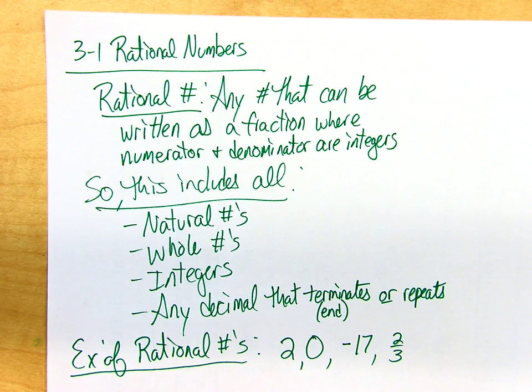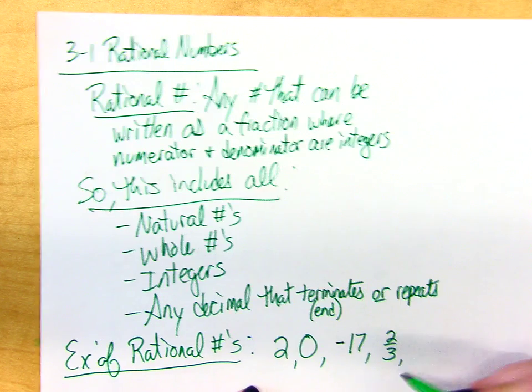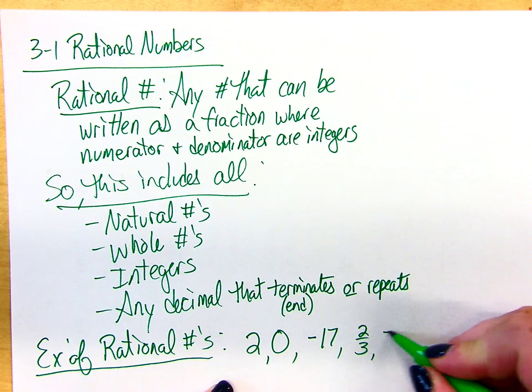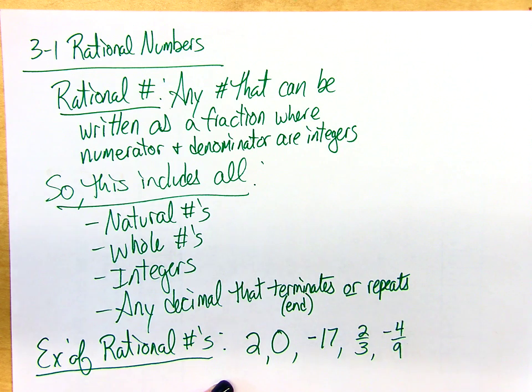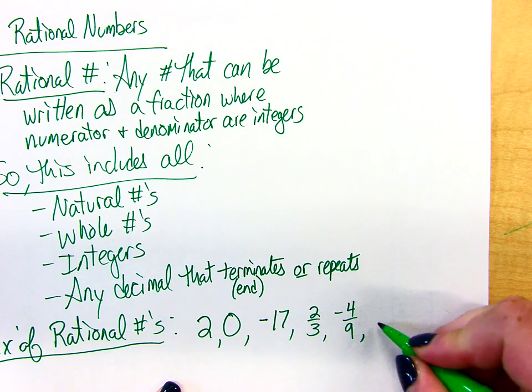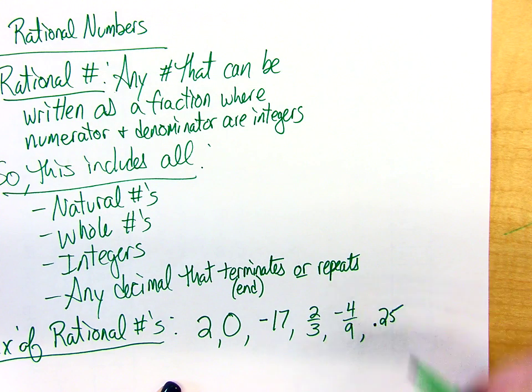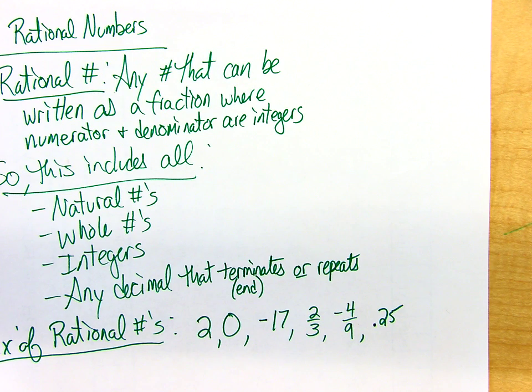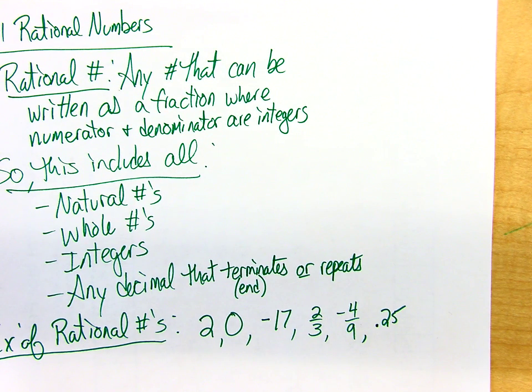Almost everything is a rational number, unless it's one of those weird numbers that never ends, never repeats, like pi or a weird square root. Everything else that we're going to talk about in this class is rational, okay? So I could have a negative fraction. I could have negative 4/9. Let's also put up some decimals. How about 0.25? That's a decimal. Put 6.5. Sure, that's fine. That's a decimal that terminates. It ends. 0.25, that's it. It's done.